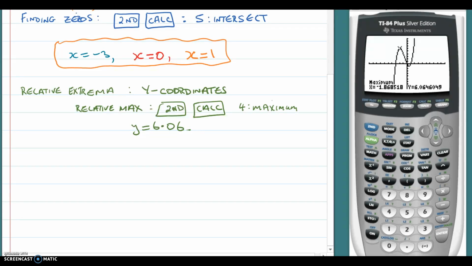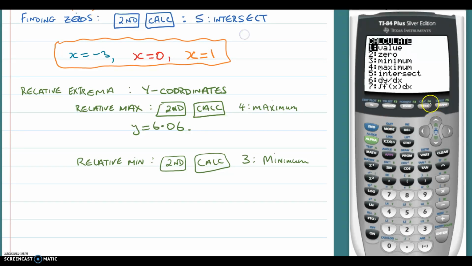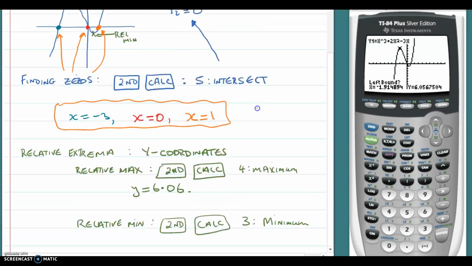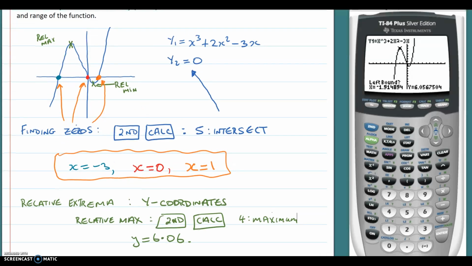Now the relative minimum, that's down near the bottom. That's going to be second calc and then 3 minimum. So let's repeat that. So second calc and then 3 minimum. So 4 for max, 3 for minimum, but it tells you that anyway. Move to where the minimum is. And if we look at the sketch, we had the relative minimum down here.